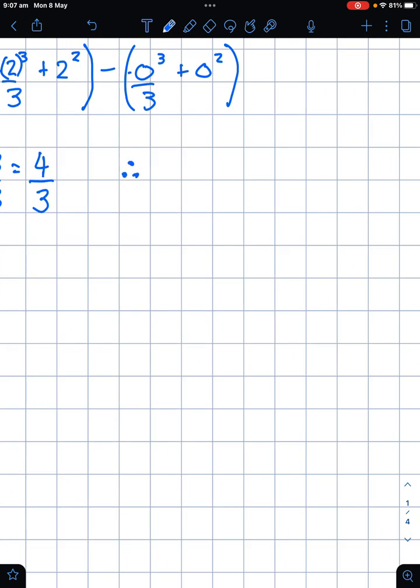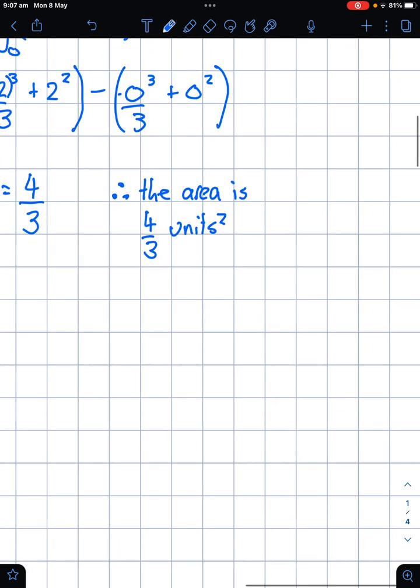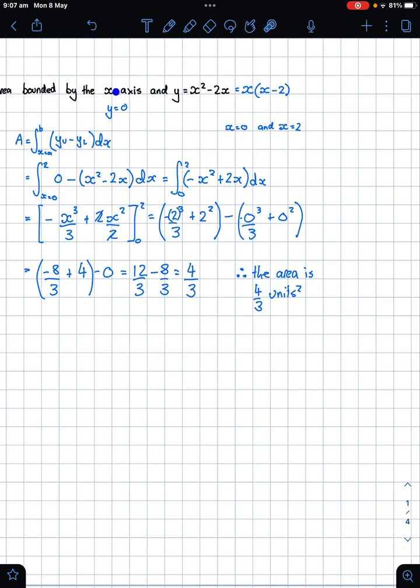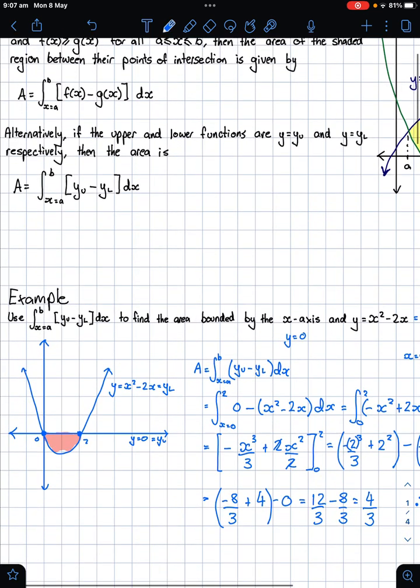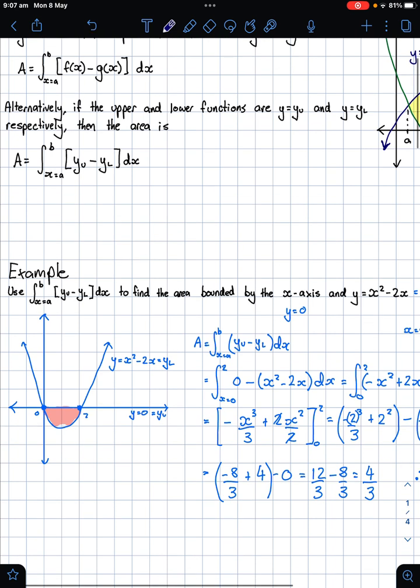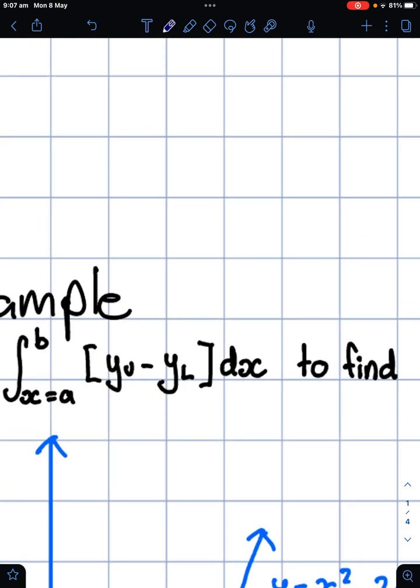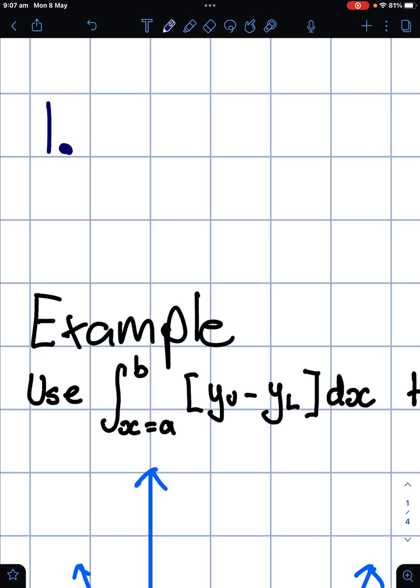Therefore, the area is 4 on 3 units squared. Okay, now I'm going to quickly go through this because that one's an easy one, but we need to be sure that for the x-axis that we know that function. But in this particular one, we should be making sure our first step is to sketch the graph.